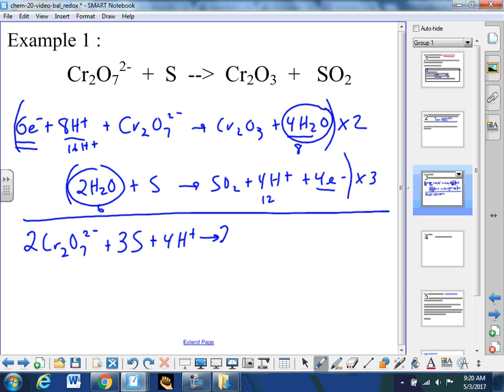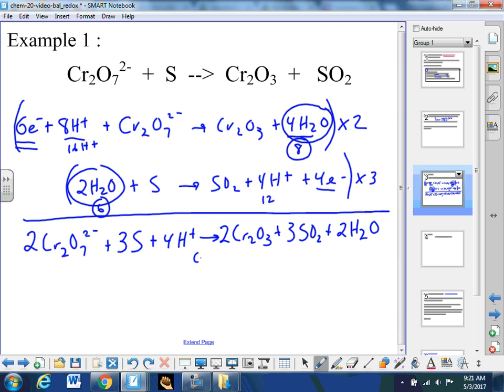We're going to have 2Cr2O3 plus 3SO2 plus the net 2 water molecules on the product side. Again, multiply this by 2 to give us 8 here, 6 here, gives us a net of 2 water molecules on the product side. Let's check and make sure this balances.